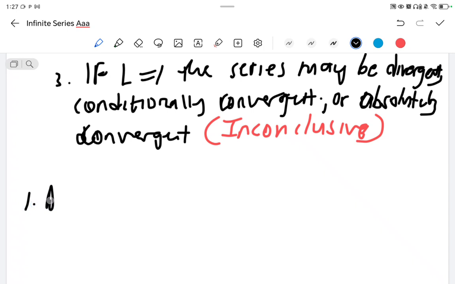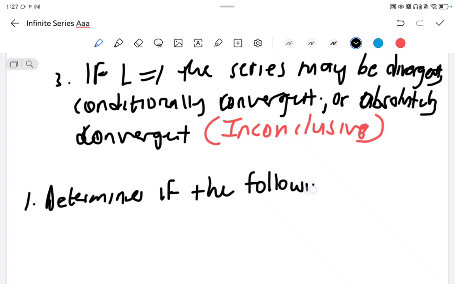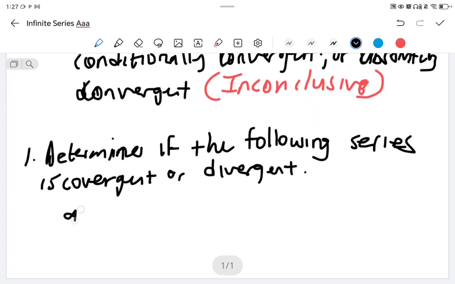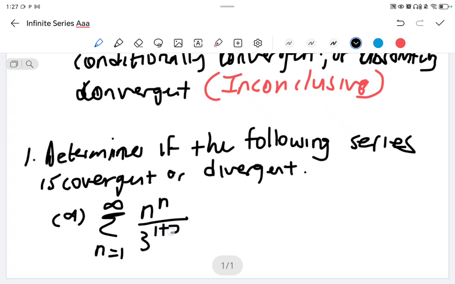First, we are told to determine if the following series is convergent or divergent. The first one is the summation from n equals 1 to infinity of n to the n over 3 to the 1 plus 2n.